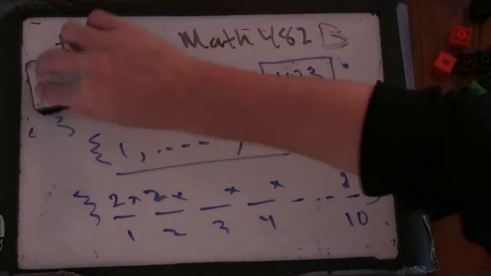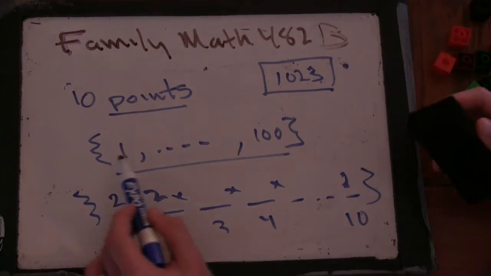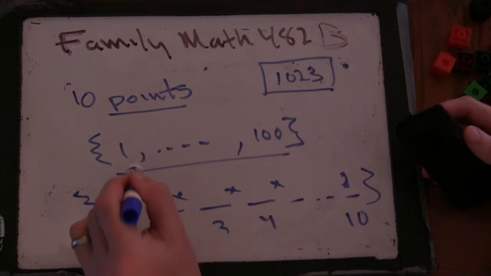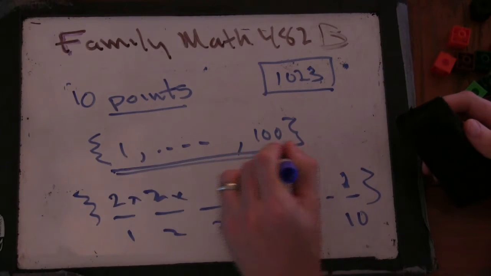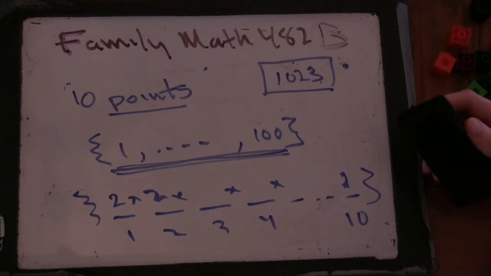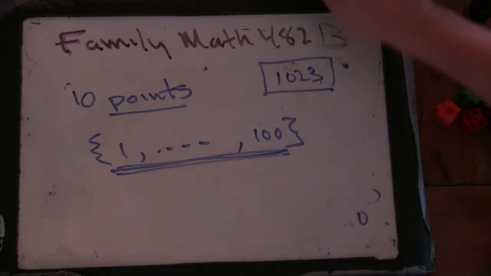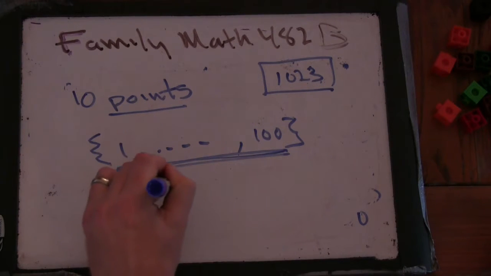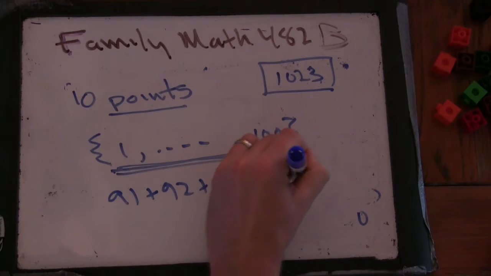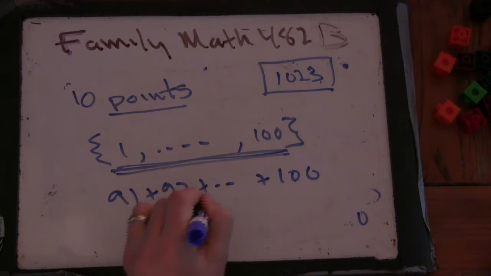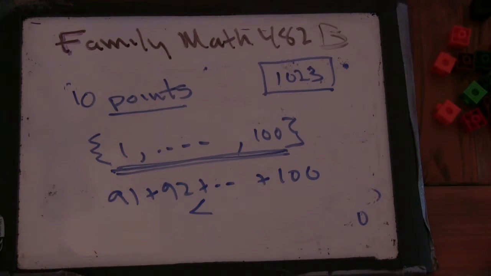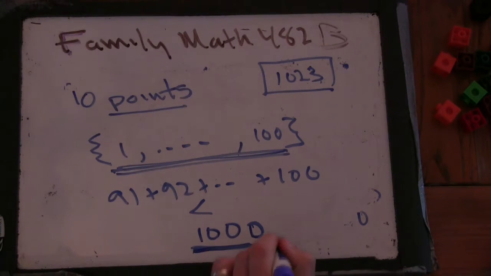Now, the question is, with 10 numbers chosen from 1 to 100, what's my largest possible sum of my 10 elements? You have 100, 99, 98, 97, 96, down to 91. I can think of it as 91 plus 92 plus up to 100, which is less than something that's easy to add up: 1,000. Why? Because 1,000 is 10 times 100. So I have at most 1,000 sums.